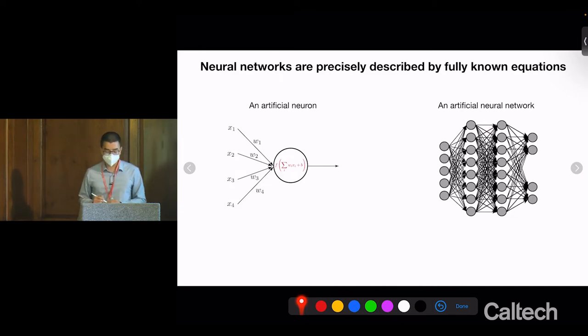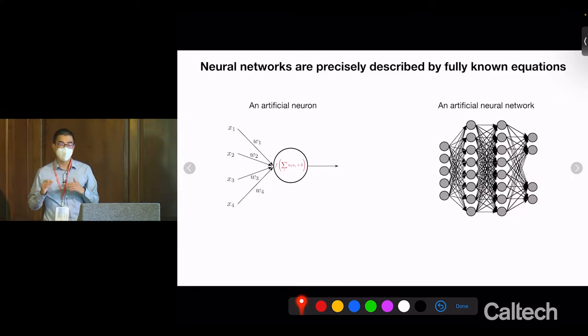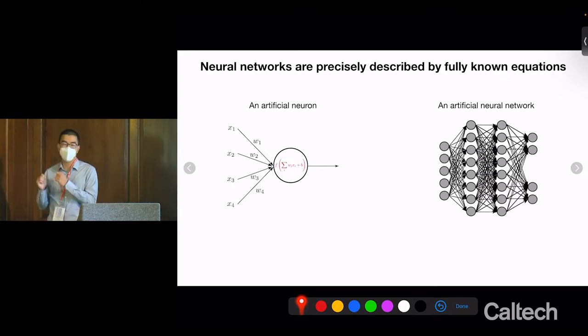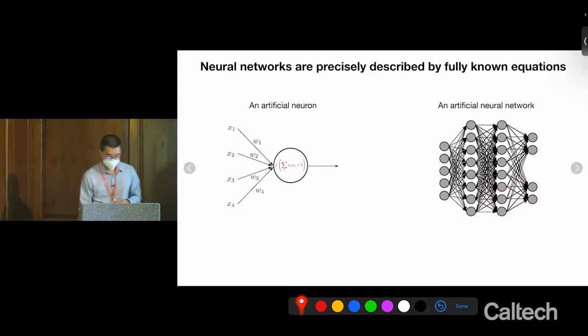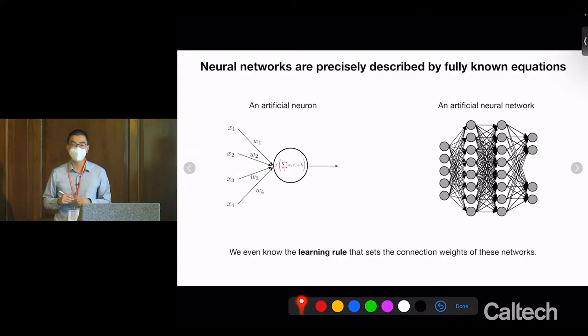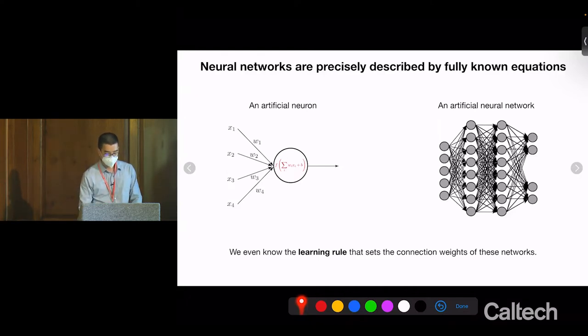And in an artificial neural network, its entire input to output relationship is precisely described by the weights of these networks and the inputs. And so for a given input, you can know the exact output that a neural network will produce. We even get to learn, or in the implementation of these, we even know the exact learning rule that sets the connection weights between the artificial neurons for these networks. All right. Any questions so far?